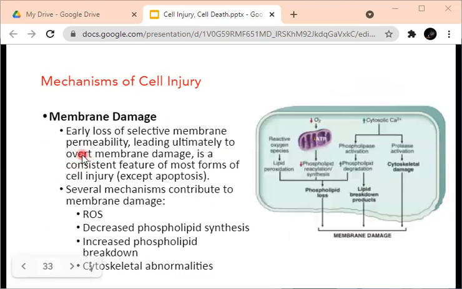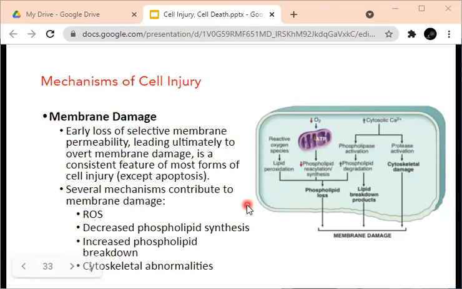Alright? Next is membrane damage. Remember that the plasma membrane, the cell membrane, is a protective structure of the cell. When there is early loss of selective membrane permeability, it will lead to overt membrane damage. It's a feature of cell injury. This is really the outer layer, like our skin. Once our skin ruptures, we are exposed, and the physical barrier is lost. So once this is destroyed, we will have cell injury.